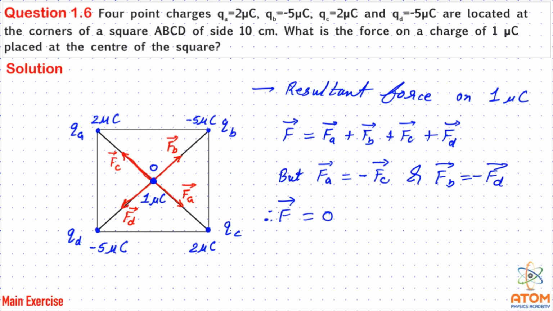The reason is simple, all will be cancelled out. FA and FC are opposite in direction, same in magnitude, will be cancelled out. FB and FD are also same in magnitude, opposite in direction, so they both will also be cancelled out. That's why the resultant force will be 0 on the charge of 1 microcoulomb.